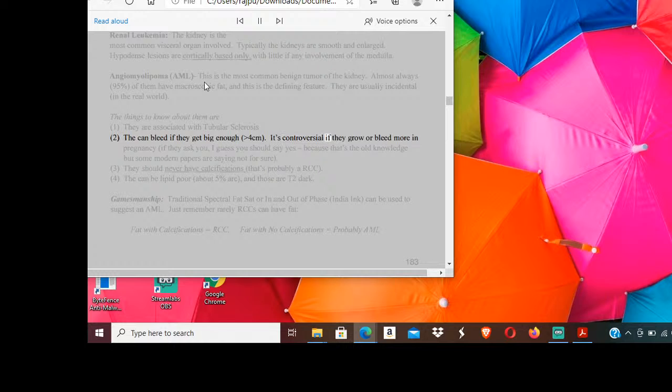It's controversial if they grow or bleed more in pregnancy. If they ask you, I guess you should say yes, because that's the old knowledge, but some modern papers are saying not for sure. 3. They should never have calcifications. That's probably a RCC. 4. They can be lipid poor, about 5% are, and those are T2 dark.